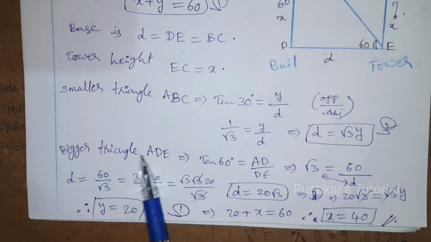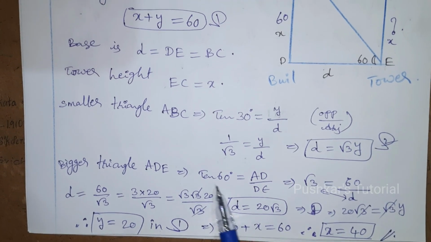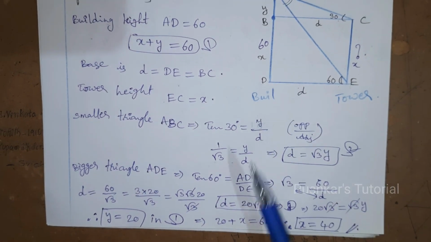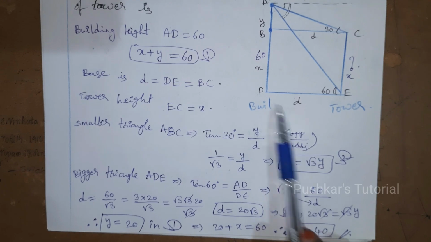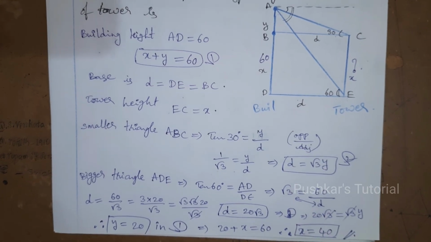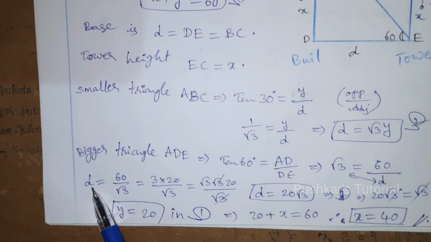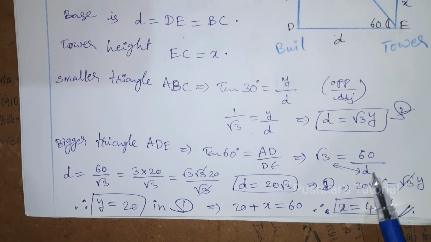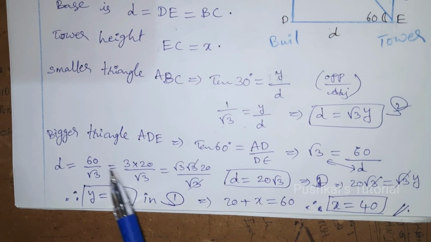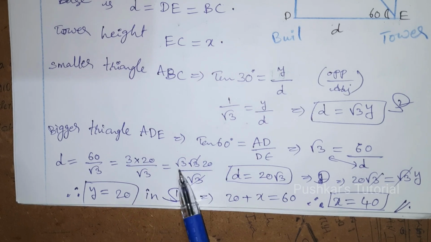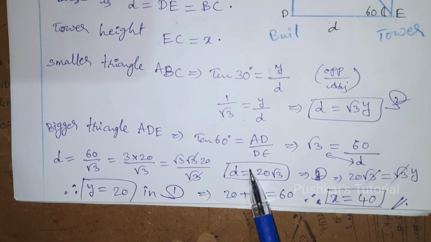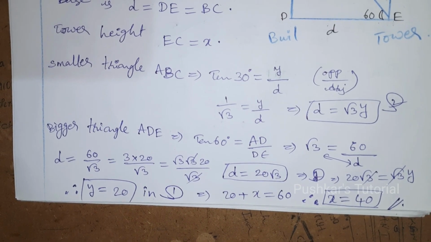Next, bigger triangle ADE. Tan 60 is equal to opposite, total 60, by adjacent D. So tan 60 value is root 3. So by cross multiplication, D is equal to 60 by root 3. So 60 we can write as 3 into 20, and 3 we can write as root 3 into root 3, root 3 cancels. D value we got. But I need X, na.